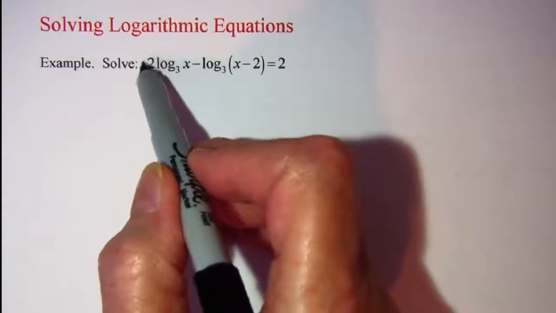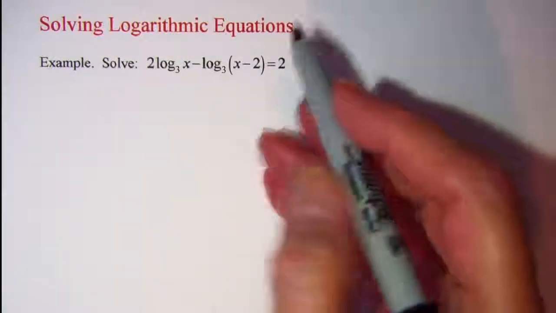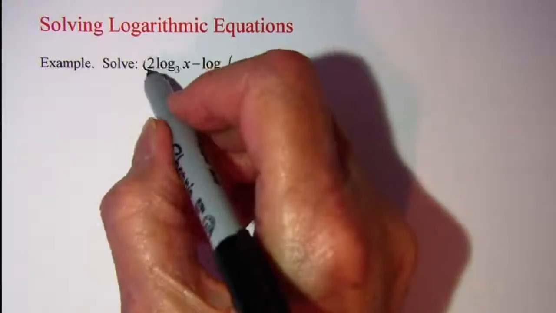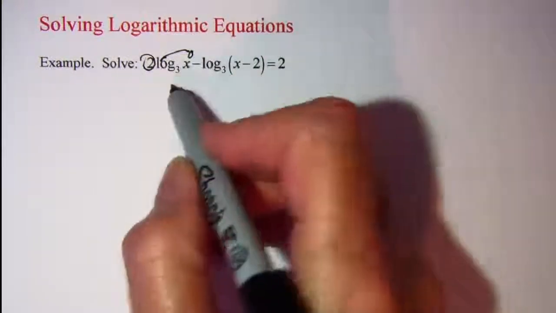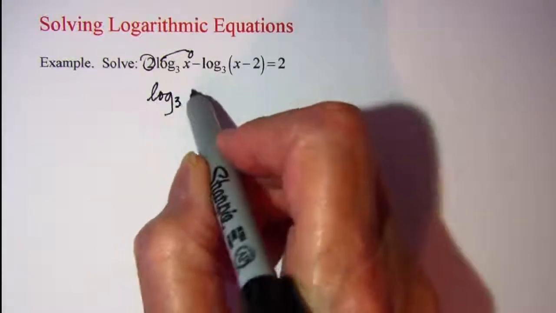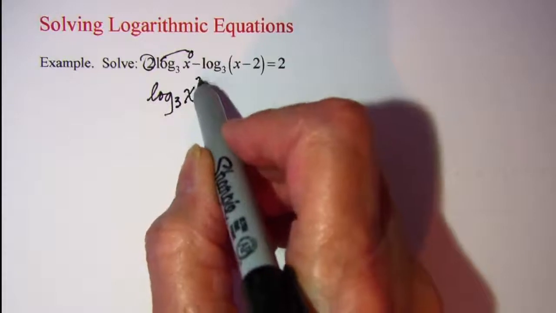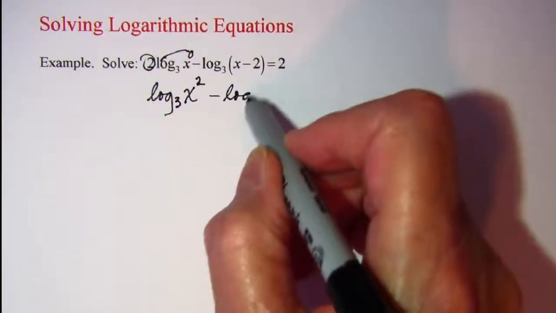One rule that we'll be using is to take this coefficient up as an exponent on the argument. So this comes up here, and we have the log base 3 of x squared, and then I'm just copying the rest.